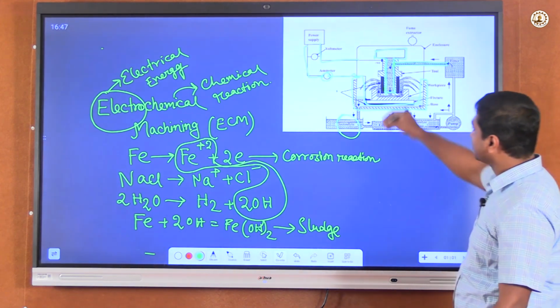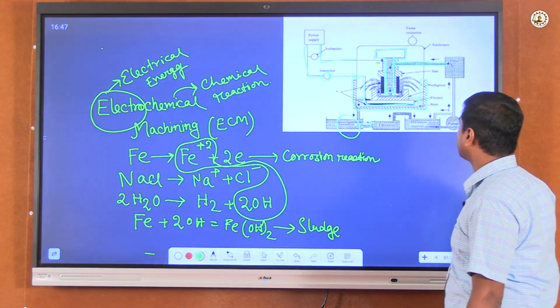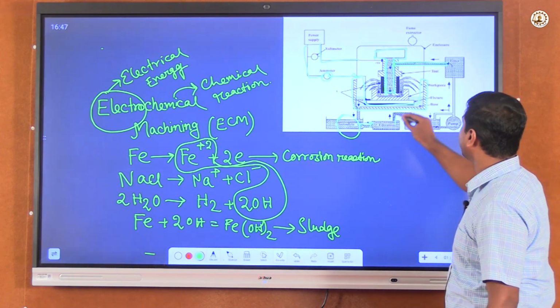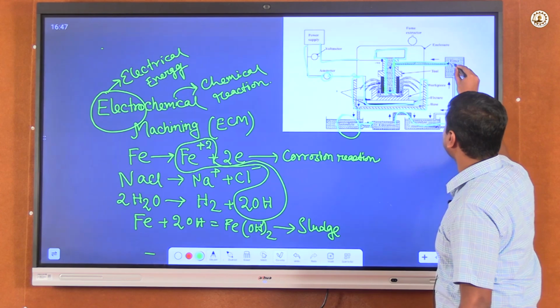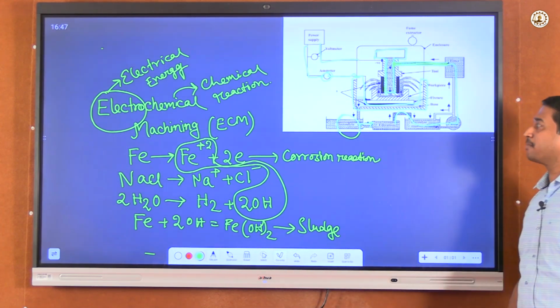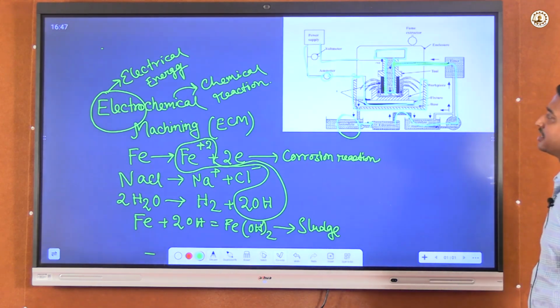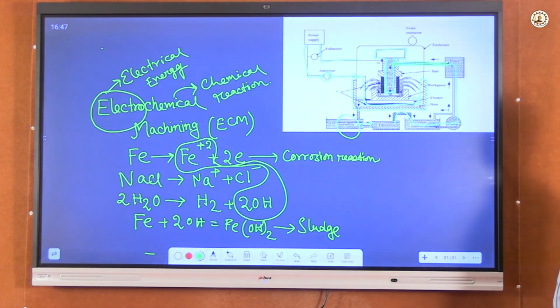After the sludge enters this chamber, the electrolytic solution is filtered. Again it goes through the pump and filter and fills the electrolytic chamber. This is what happens in electrochemical machining.